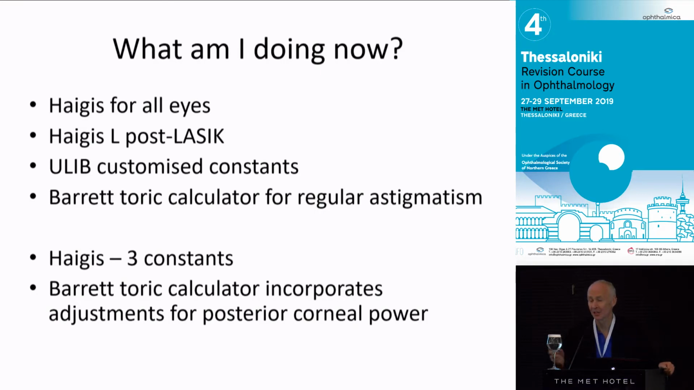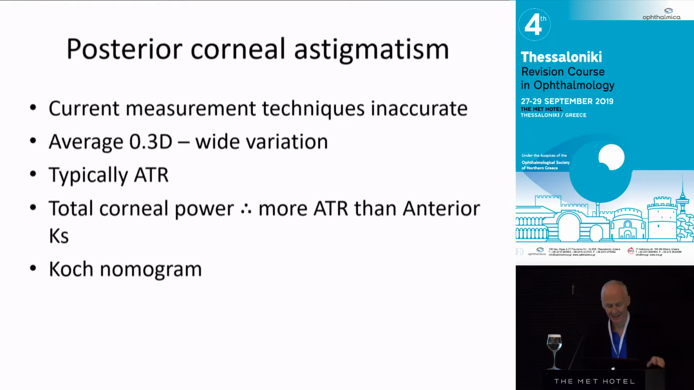And Doug Koch has got a nomogram for that, but it's already built into the online Barrett calculator. So you don't even have to think about it, okay? But don't do a double correction. Don't use the Barrett calculator and then use the Koch nomogram, because they're already together. Just worth knowing that. So Haigis is what I'm doing now, and using the Barrett calculator for the toric lenses.